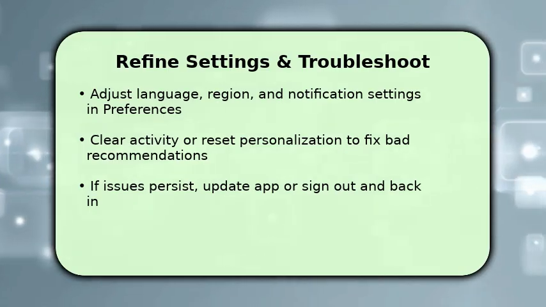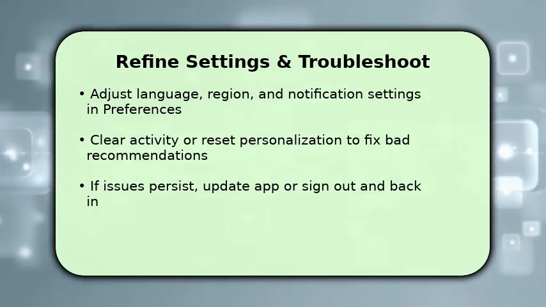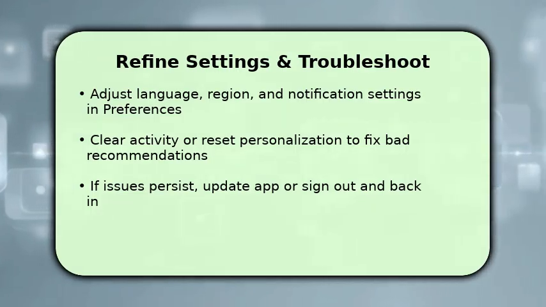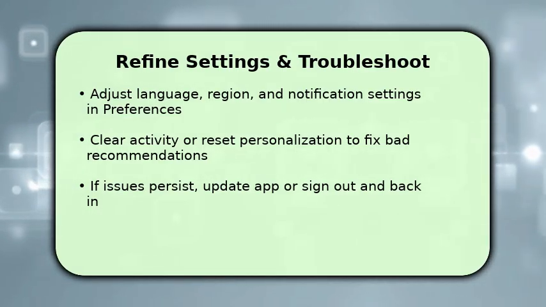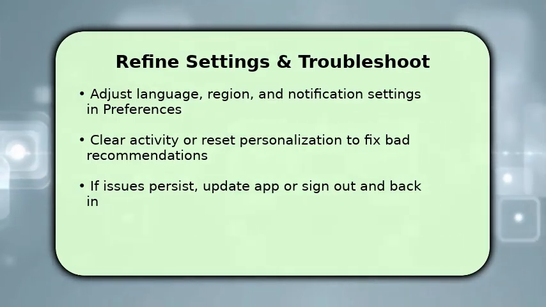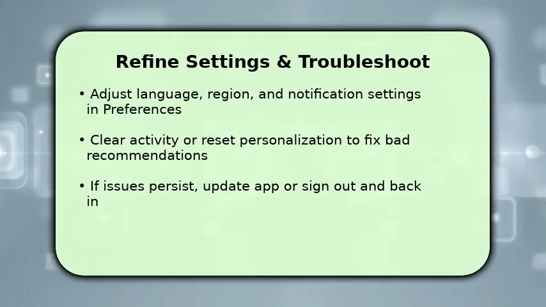This retrains recommendations. If changes don't apply, update the app and restart, or sign out and back in to force a sync. One troubleshooting tip. If a specific source keeps reappearing, block it in Sources and then clear personalized data to remove cached influence.